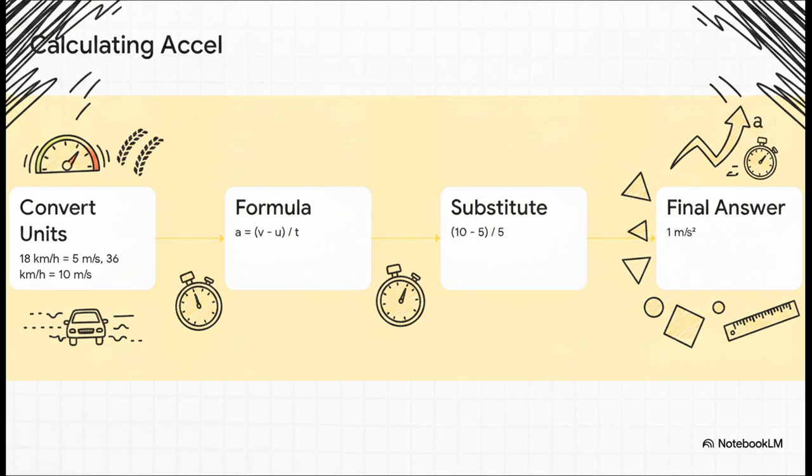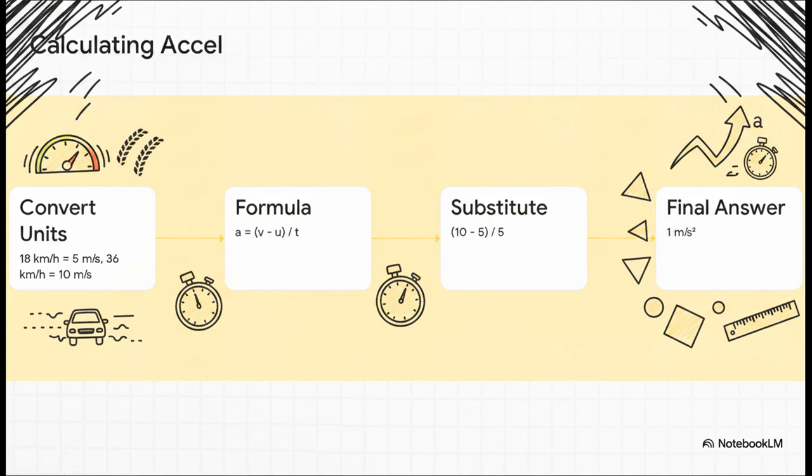hour into meters per second before doing the actual math. To convert, you use this neat little trick. Simply multiply by 5 over 18. So let's take our time. Our initial velocity u of 18 kilometers per hour multiplied by 5 over 18 becomes 5 meters per second. Our final velocity v of 36 kilometers per hour becomes 10 meters per second. Now, just apply the formula.